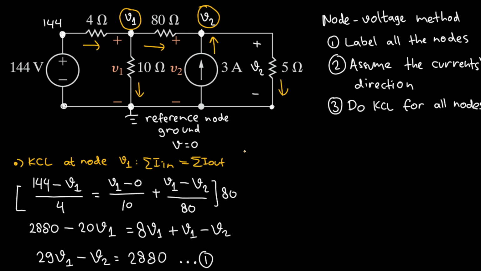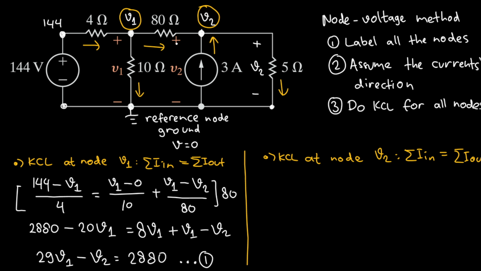Good. And now we need one more KCL, but this time at node V2. Let's do exactly that. KCL at node V2. KCL says that the sum of the current that goes in will equal the sum of the current that goes out. Okay, let's see here. There are two currents that go in, which is this one and this one. I'll start from the easy one, which is this current source. We already know the value here, which is 3 ampere, right? So I will write 3 as the current that goes in.